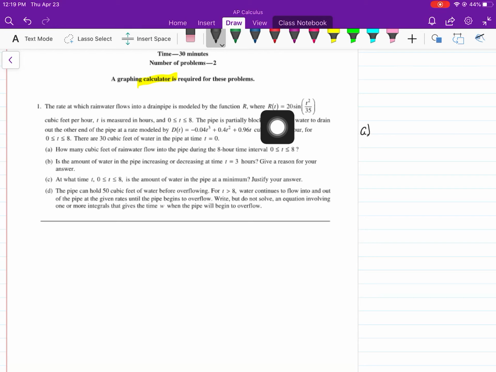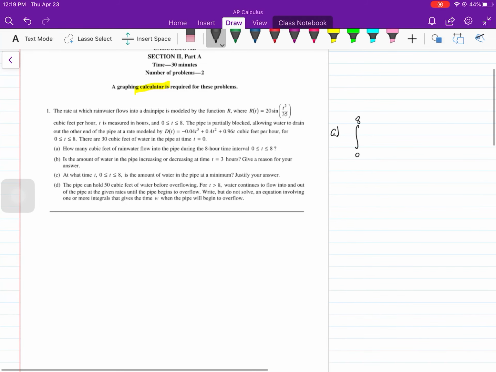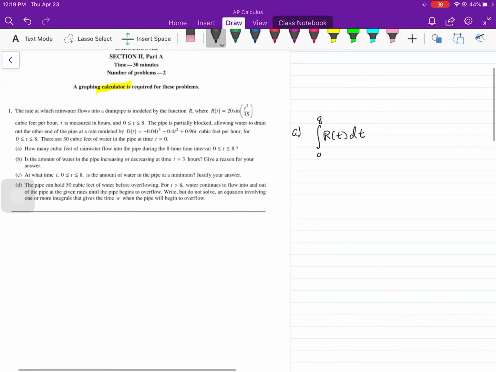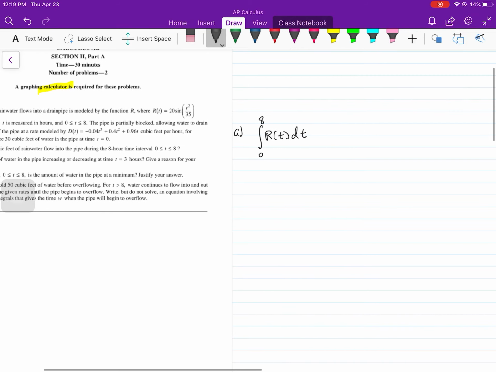If we integrate our rate, that's going to tell us the net change, how much came into the pipe in total. So we're going to go ahead and integrate from 0 to 8, because we want the first 8 hours, which starts at 0 and ends at 8, r of t. By the way, just putting that right there is 1 point. So you need to show your work. It doesn't have to be crazy work. It just has to be some of the basic things.